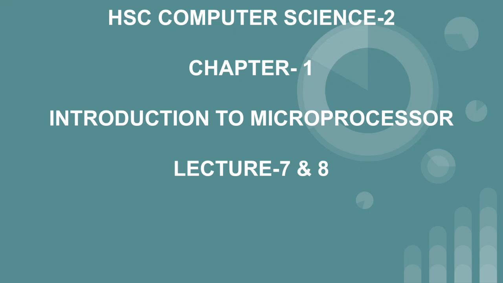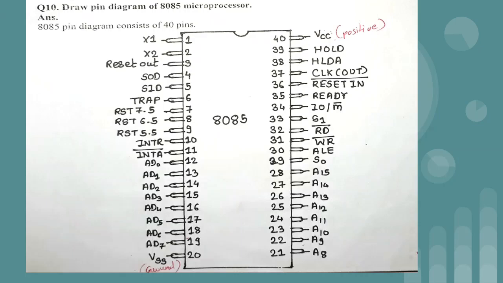Students, again we are going to continue with chapter number 1 of computer science 2, that is introduction to microprocessor. So in today's session we are going to learn only a single question, but it is very big actually. That is the pin diagram of 8085 microprocessor.